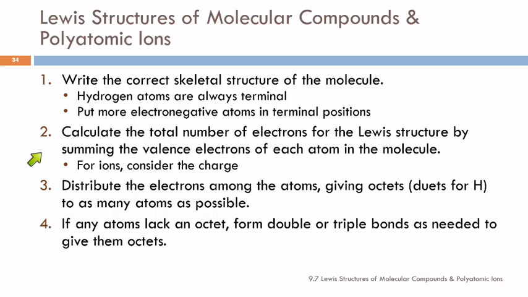Next, you need to figure out how many electrons you have to work with. How many dots are you going to have in your structure? So you're going to add up the number of valence electrons for each atom in the molecule. If you have an ion, you have to consider the charge on the ion. If it's a positive 2 ion, it got that way by losing 2 electrons. If it's, say, a negative 3 ion, it got that way by gaining 3 electrons, so you have to add or subtract those in.